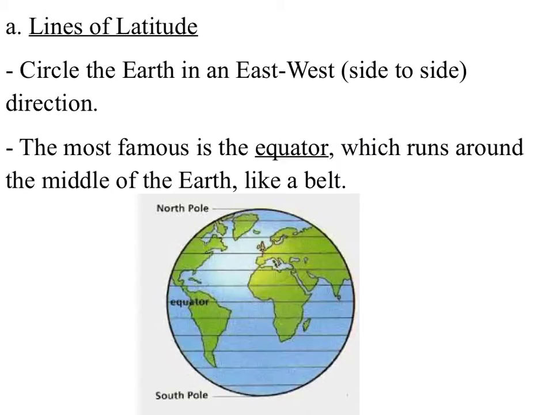So first, lines of latitude. Once again, these are the lines that go left to right or side to side. The most famous of these, the one that you've heard about, is the equator, which goes right around the middle of the Earth, the place where the Earth is thickest. Kind of like a belt. It's generally pretty hot on the equator, except maybe right up here where there are really high mountains.